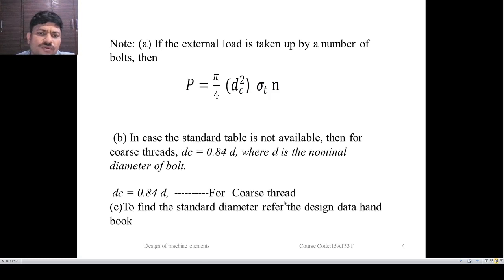So this is for the porous thread, and the standard diameter is in the design data book. So yeah, the third one is, to find the standard diameter, referring to the design data book is also permitted. So this is the important note related to this.